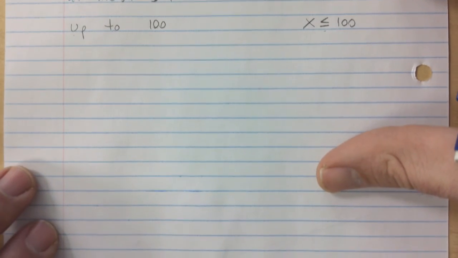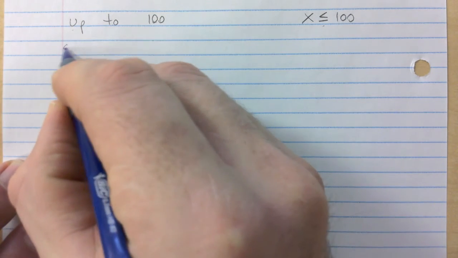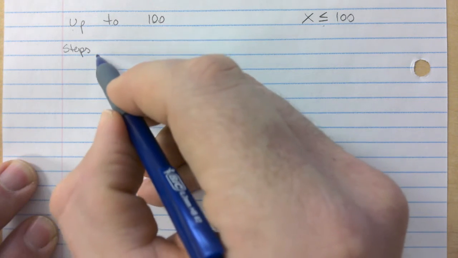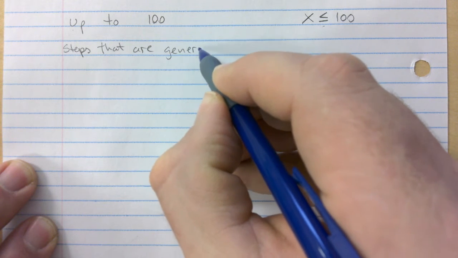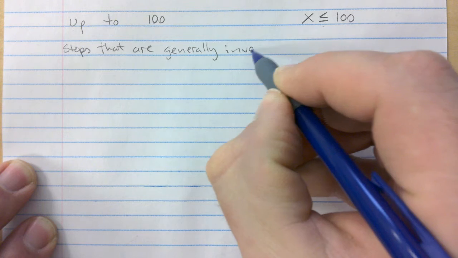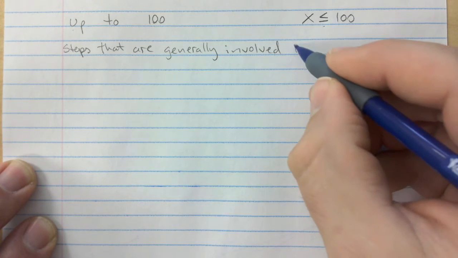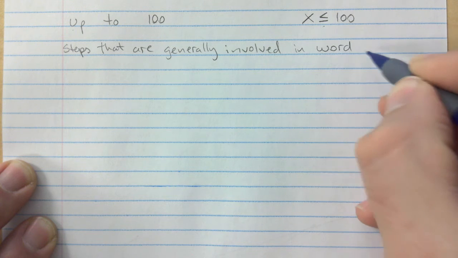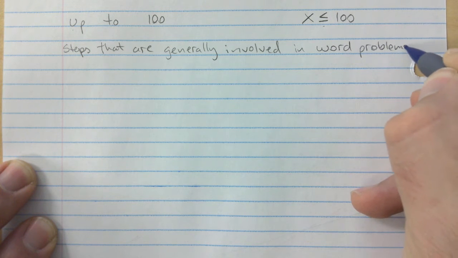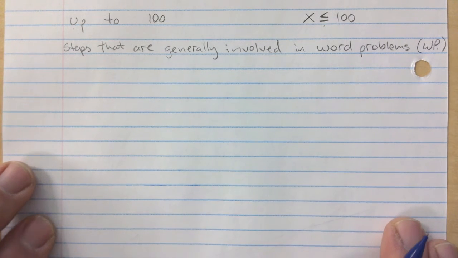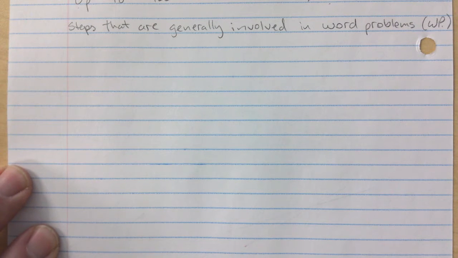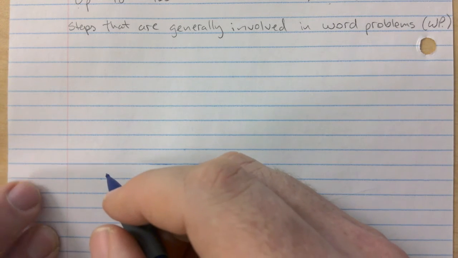So now we're going to write down steps that are generally involved in word problems. If you see WP from now on, that's word problems, okay? That way I don't need to always write it out, like when I label my entries on Google Classroom, you know.